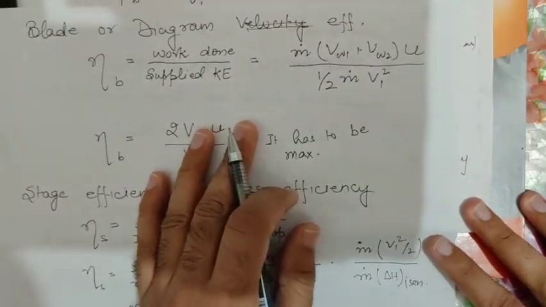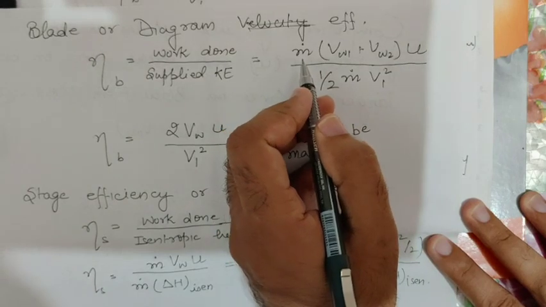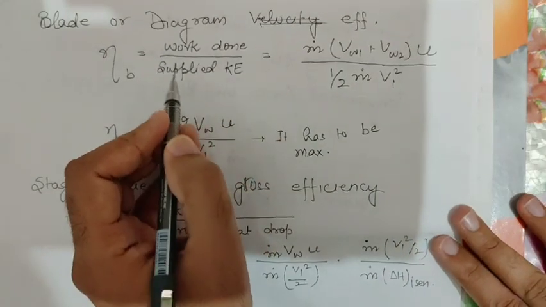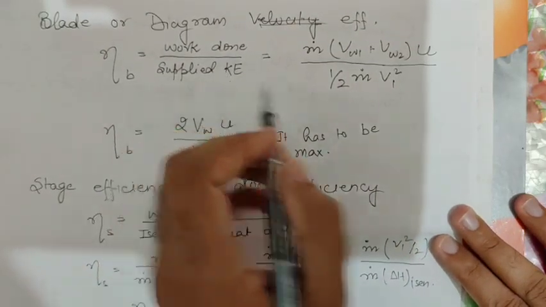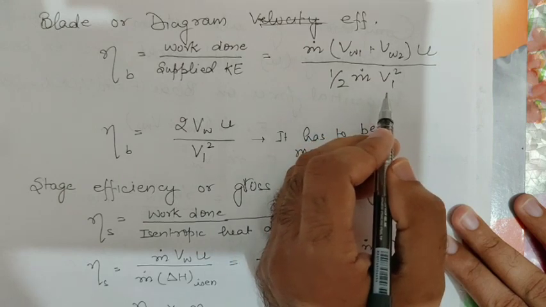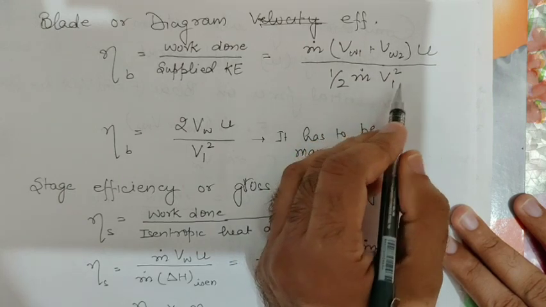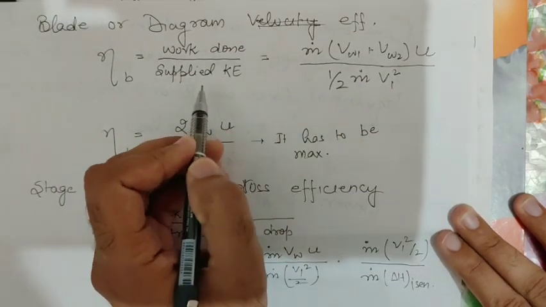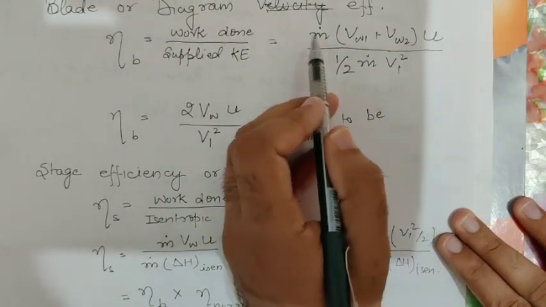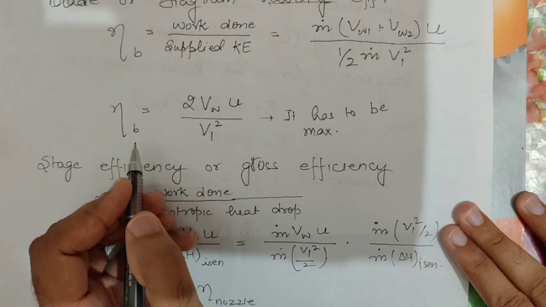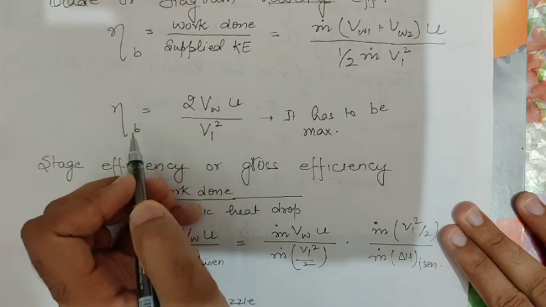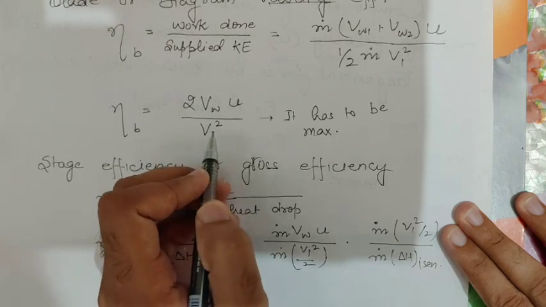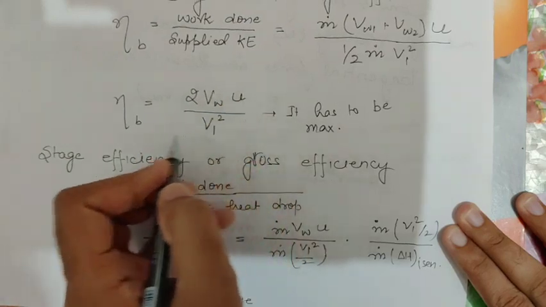So what is work done? Work done is m dot (VW1 + VW2) × u, that is the power, divided by the kinetic energy supplied to the blade, which is half m dot V1 square. V1 is the velocity of the steam coming from the nozzle outlet, so that's why we consider this kinetic energy. The m dot cancels out, so blade efficiency ηb equals 2 Vw u divided by V1 square. This is the formula for the blade efficiency.